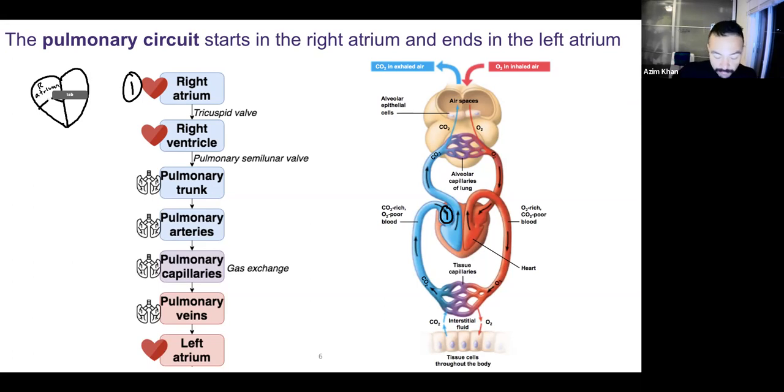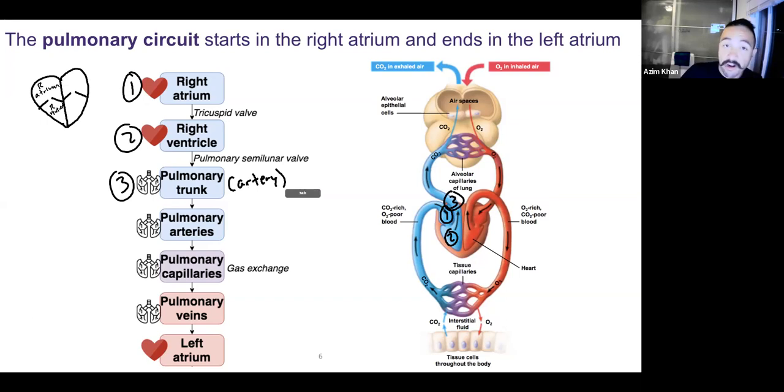From the right atrium, we pump blood to the right ventricle. The right ventricle is below it, inferior. That'll be number 2. The blood vessel that exits from the right ventricle towards the lungs is the pulmonary trunk. That's right here. Pulmonary trunk is a type of artery because we're pumping blood away from the heart. The word trunk just means short and wide.